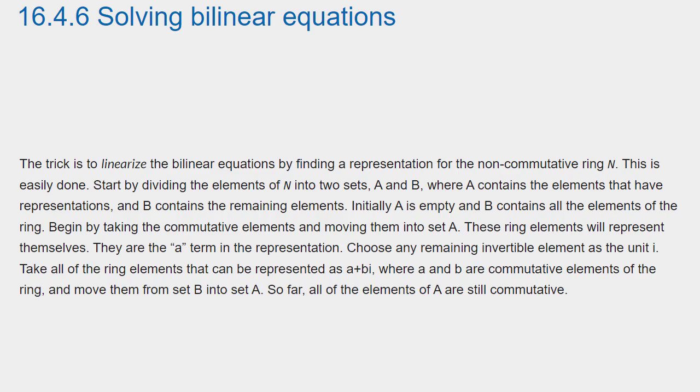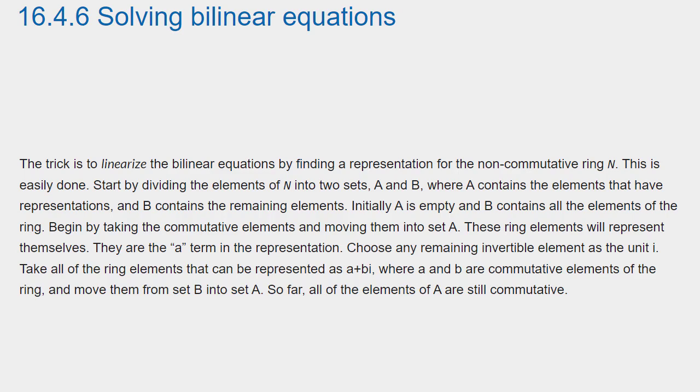This is easily done. Start by dividing the elements of N into two sets, A and B, where A contains the elements that have representations and B contains the remaining elements. Initially, A is empty and B contains all the elements of the ring. Begin by taking the commutative elements and moving them into set A. These ring elements will represent themselves. They are the a term in the representation.